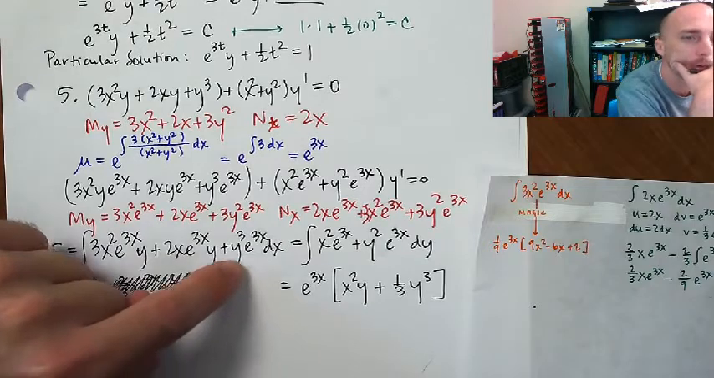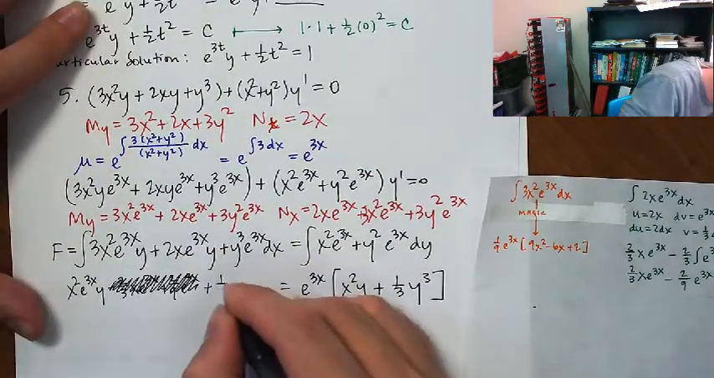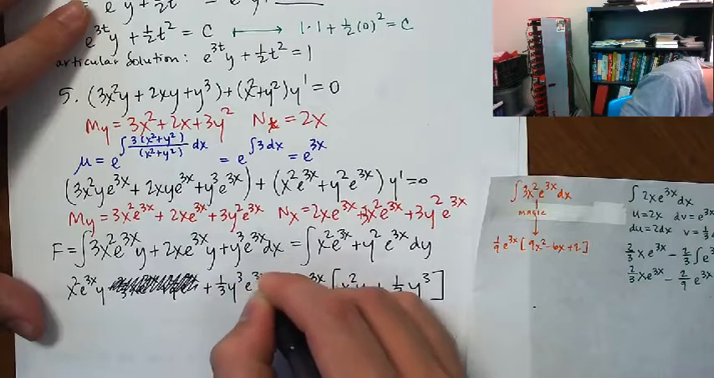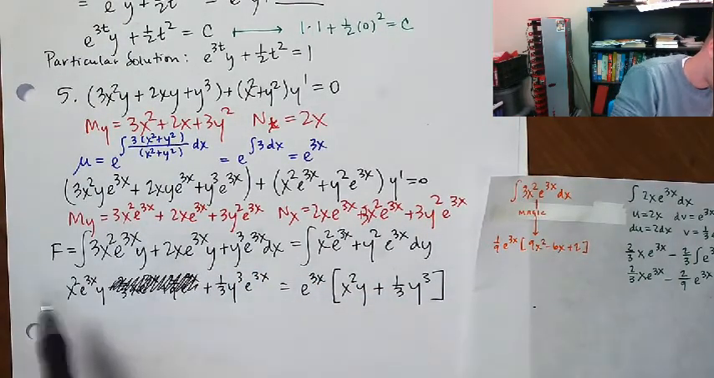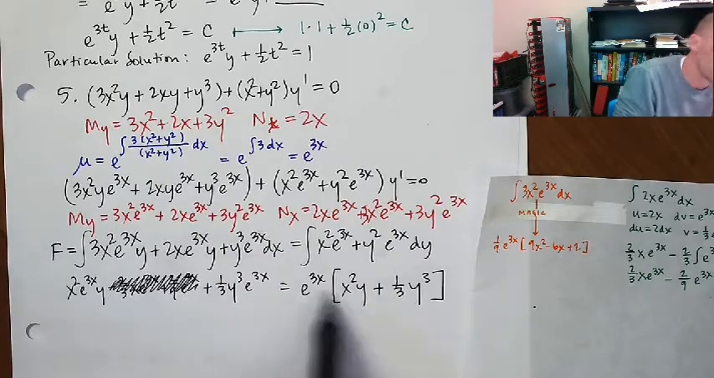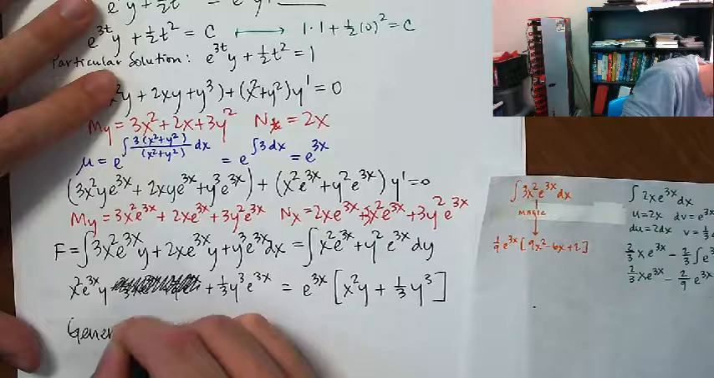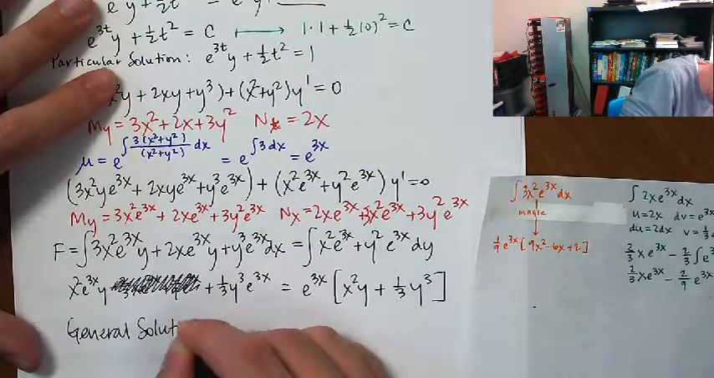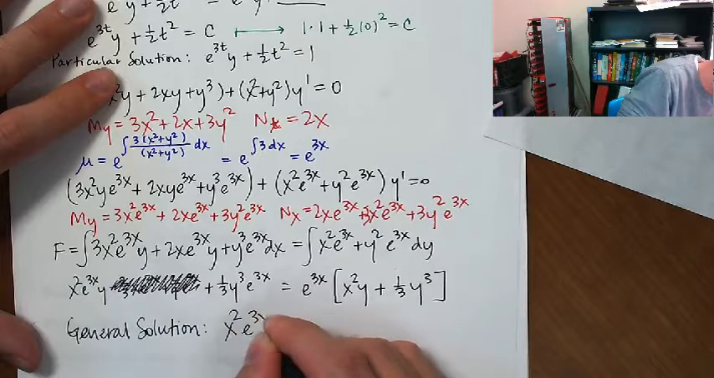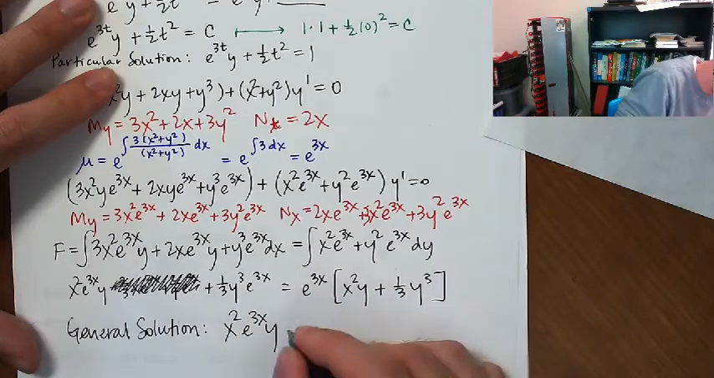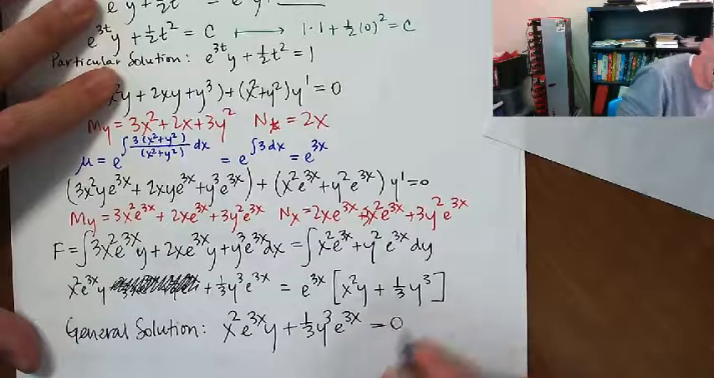Anyway, the antiderivative for this with respect to x will be 1/3 of y to the third e to the 3x. Yeah, there was. Okay, 1/3 y to the third, e to the 3x, x squared y, e to the 3x. Yeah, I'm seeing the same thing over here. Okay, so my general solution is going to be x squared e to the 3x multiplied by y plus 1/3 y to the third e to the 3x. That's equal to 0.